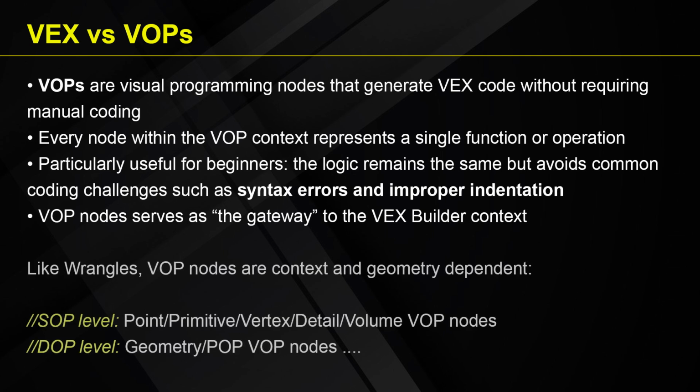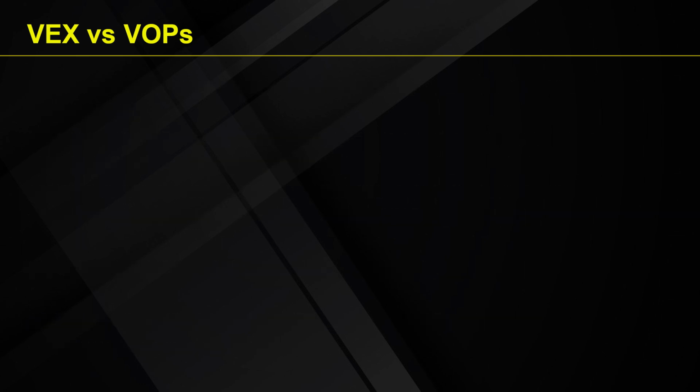Like Wrangles, VOP nodes are also context-dependent. You'll encounter different types of VOPs depending on where you're working. At the SOPs level, you can use VOPs for operations like manipulating points, primitives, vertices, detail attributes, or even volumes. At the DOPs level, there are geometry VOPs and POP VOPs for working with simulations and particles. This flexibility allows VOPs to integrate seamlessly into Houdini's procedural workflows, no matter the context.